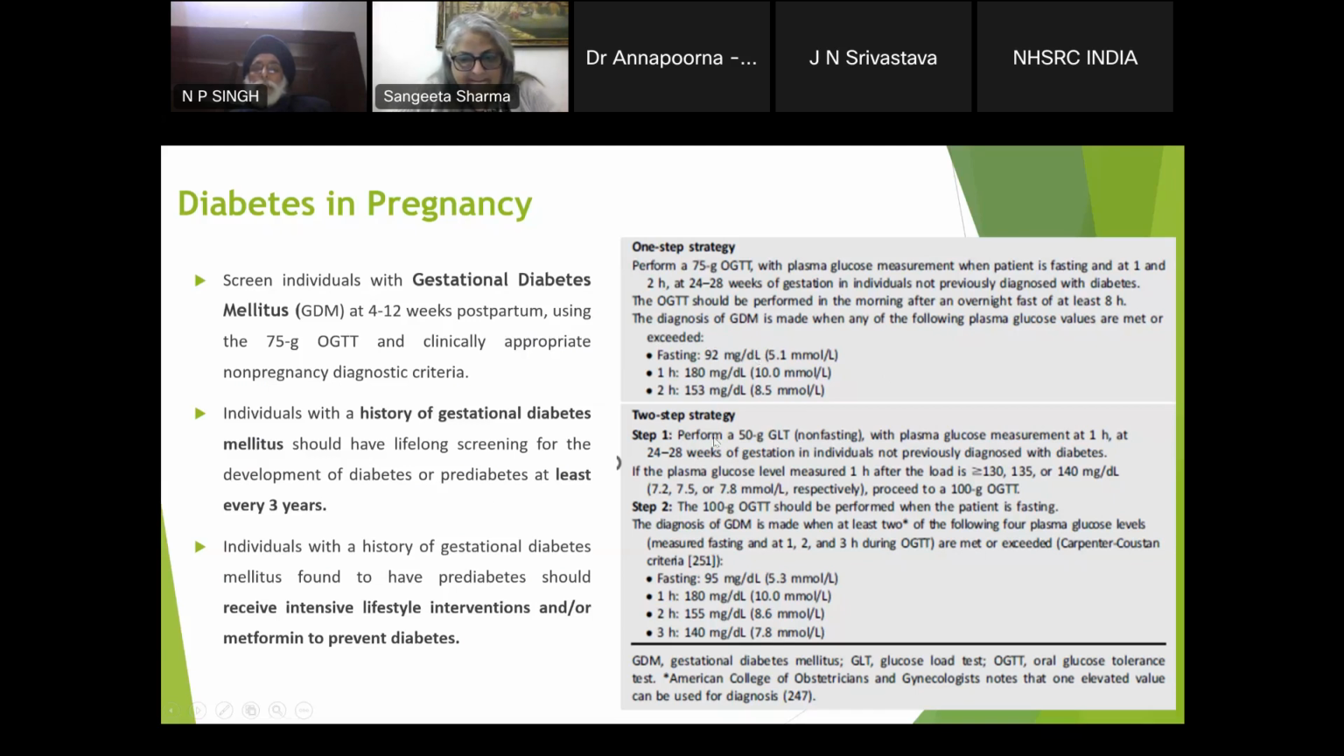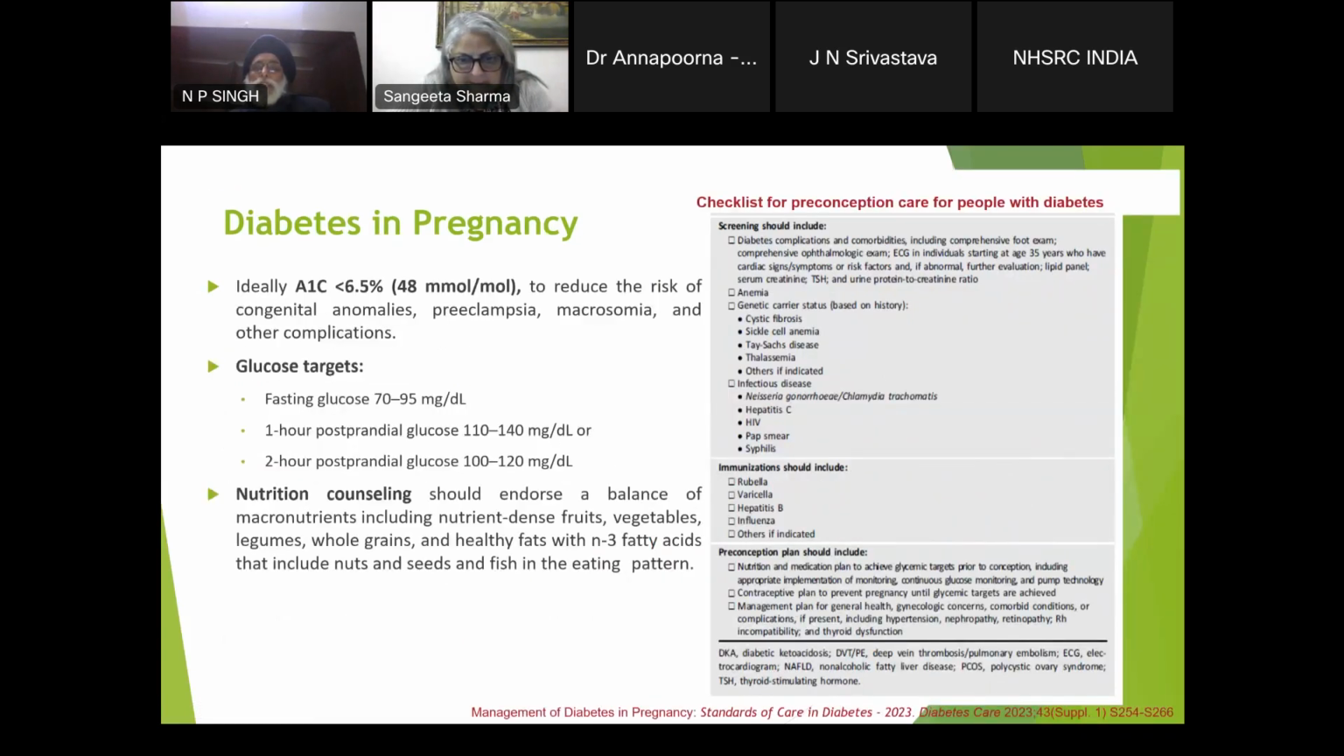Then we can move on to the two-step strategy, where in the first step we give 50 grams, in the second step we give 100 grams, and these are some of the values. You can refer to the management and diagnosis of diabetes in pregnancy in further chapters. I will just sensitize you about how you are able to make a diagnosis. And these are some of the important targets which we need to achieve in such patients.